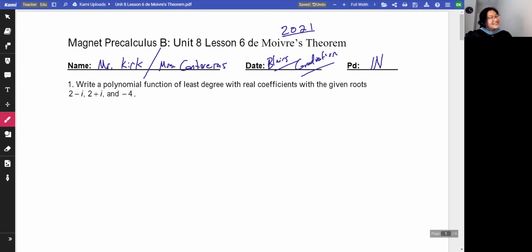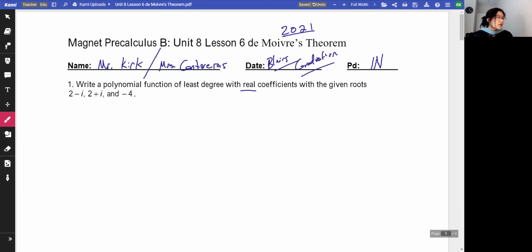All right. But today's topic is not about graduation. It is about De Moivre's theorem, which is an extension of complex numbers. To get to it, let's warm up with some complex number stuff. So I got some questions that don't really relate to De Moivre's theorem. They kind of do, but we'll get to that. Here's a question, open-ended. Write a polynomial function of least degree with real coefficients with the given roots 2 minus i, 2 plus i, and -4.